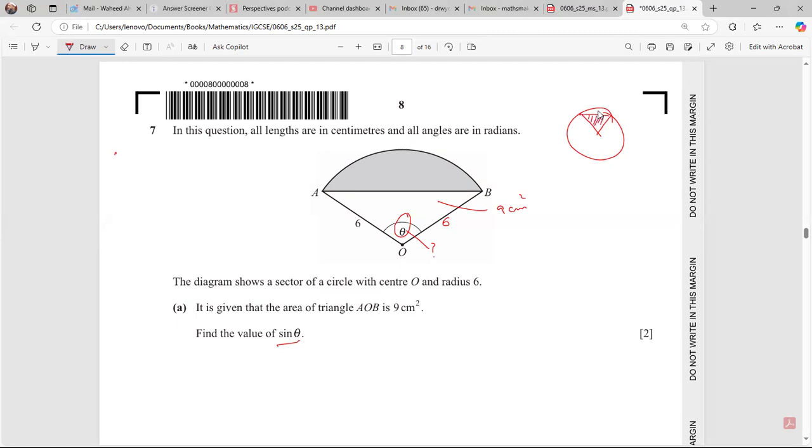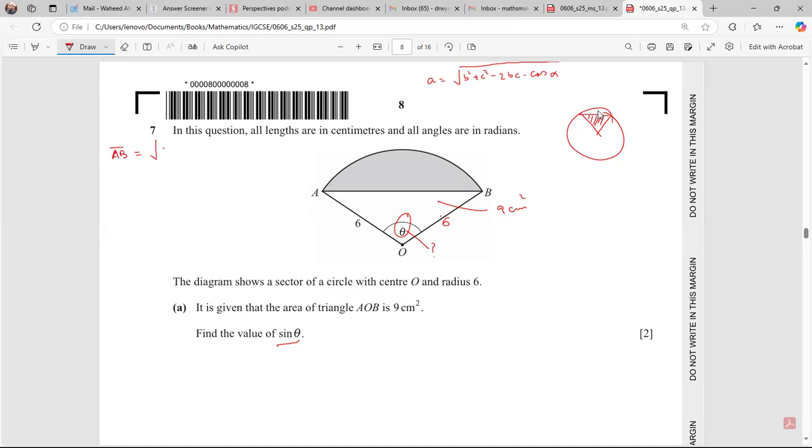First of all, I need to know the length AB. If I want to find the area of this triangle, I need to know the length AB, right? So AB we can find using the law of cosines. Remember, we use the law of cosines whenever we know two sides and the included angle. So we can find the third side. If you remember, the law of cosines was A equals the square root of B squared plus C squared minus 2BC cos alpha, right? So here this is B, this is C, this is theta, alpha I can say here, and this is the side A which we have to find out.